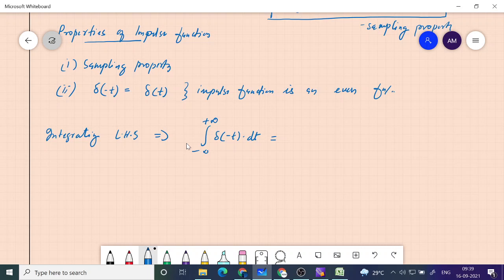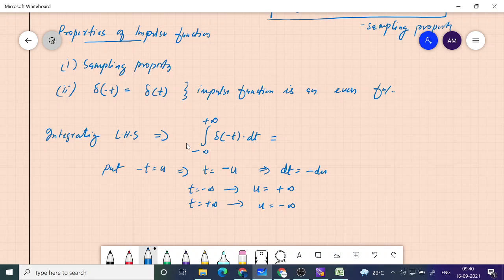That is done by variable transformation. What you need to do is put minus t equal to, say, u, and therefore t is equal to minus u. When t is equal to minus infinity, we have u equal to plus infinity. When t is equal to plus infinity, we have u equal to minus infinity. And not only that, dt is equal to minus du.